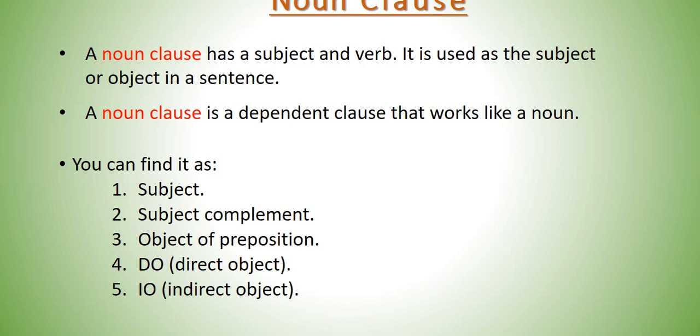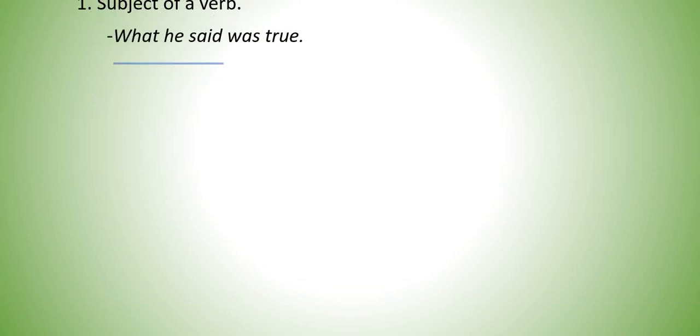You can find it as a subject, subject complement, object of a preposition, direct object or indirect object. So, as a guide, you have to explain everything about the concept, because the students don't know. As a subject, you can identify it in: what he said was true. So the teacher will say that what he said is the noun clause, the subject of the verb.